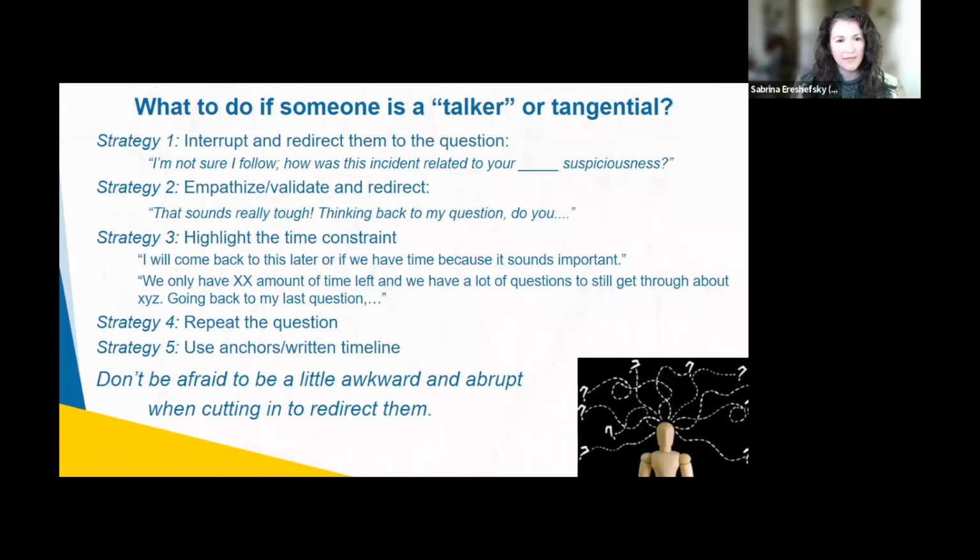Empathizing with them, validating them, and then redirecting them. That sounds really tough. Thinking back to my question, highlighting the time constraints here, noting that you need to move on. We only have X amount of time left, and we have a lot of questions still to get through. So going back to my question. Don't be afraid to be a little awkward and abrupt when cutting in to redirect individuals. So it's okay. And again, you're just doing your best in the moment.